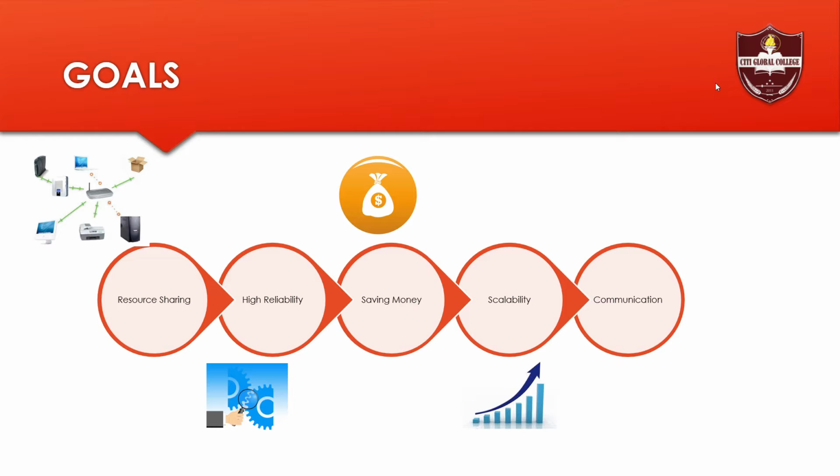Okay, so another networking goal is scalability. This is the ability to increase the system's performance gradually as the workload grows just by adding more processors. And of course, a computer network can provide a very powerful communication medium among widely separated employees.